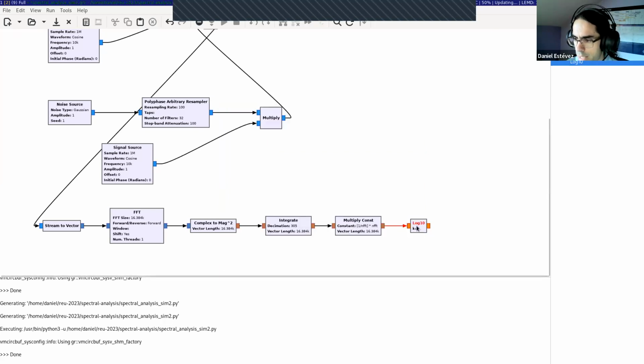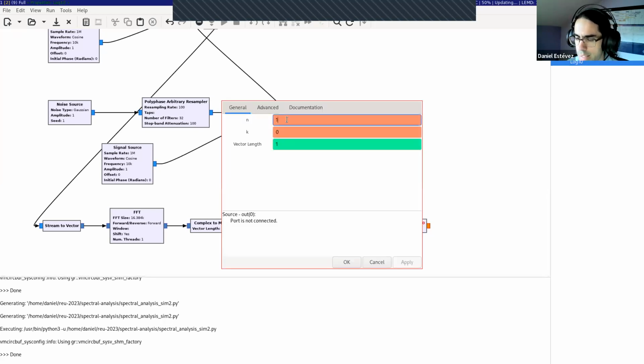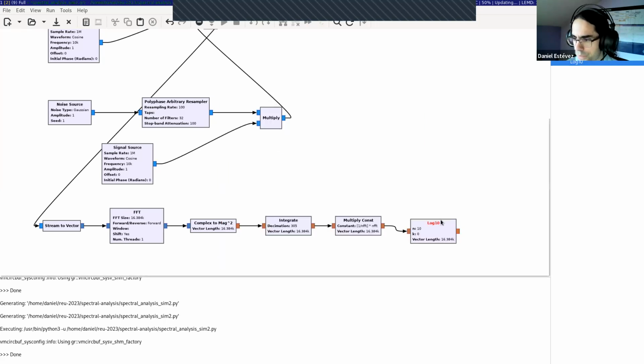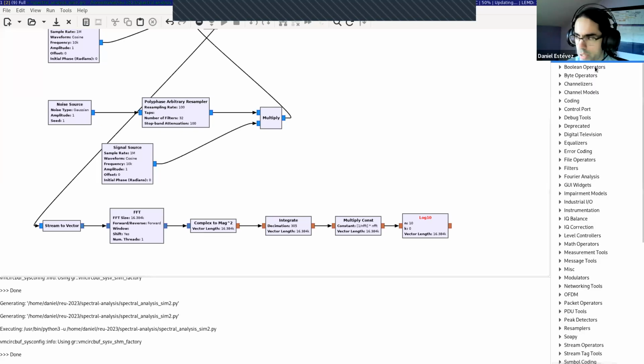And okay, this is a log10 block, and it has an n in front. So the n is for n times log n. So if we set 10, this is 10 multiplied by the logarithm 10 of whatever is on the input. So setting a 10 here is the way to convert to dBs. And then NFFT is the vector size. As you can see, all of these blocks are being configured to operate on vectors.